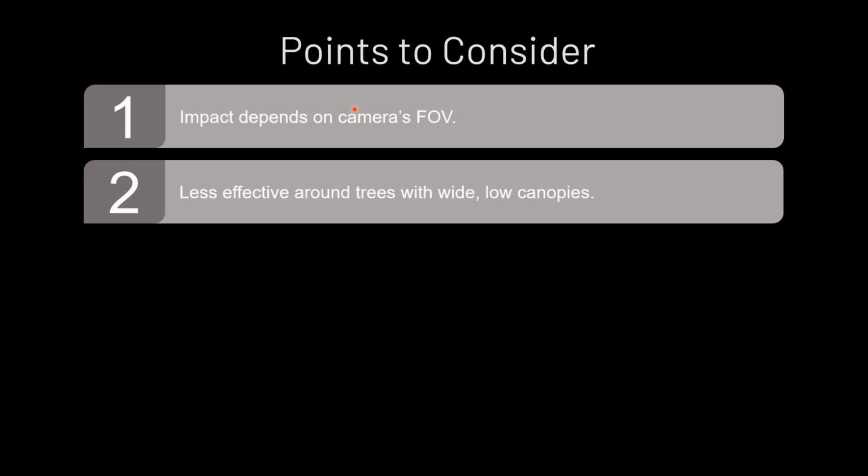So that's our first point. Second point, this is less effective around trees with a wide, low canopy. So where we are in central Texas, a lot of our trees have a pretty low canopy. We're in a very arid climate and it's pretty hot down here. So the trees tend to go out more than they go up to shade their root system and protect them. So less effective where we are, but if you're in an area that has taller trees, definitely this can be beneficial to you.